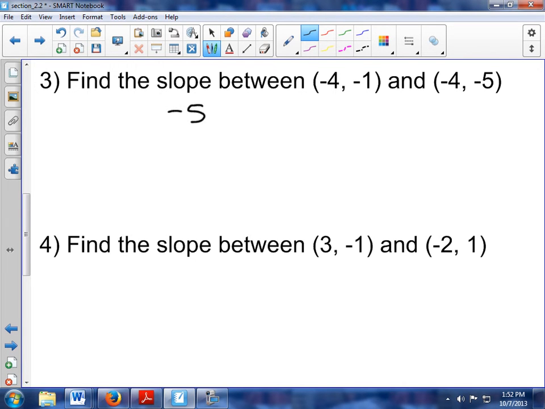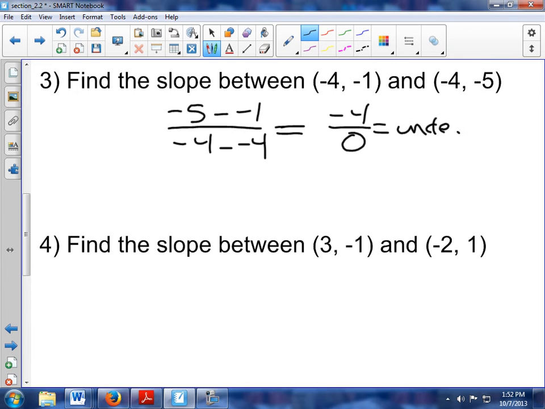So it should be negative 5 minus a minus 1. Careful on the negatives. Negative 4 minus a minus 4. Which becomes what? Negative 4 over 0. Undefined. I thought it was a positive one. Okay?